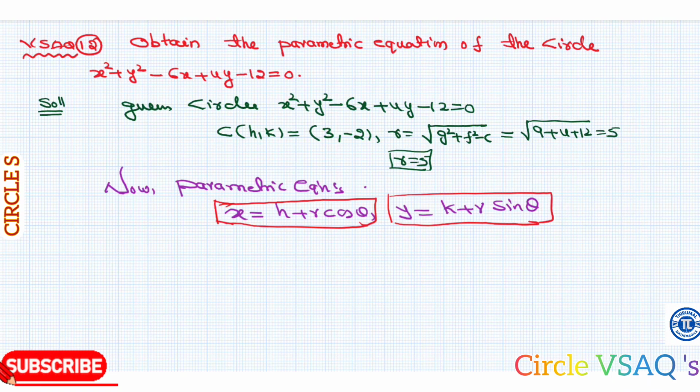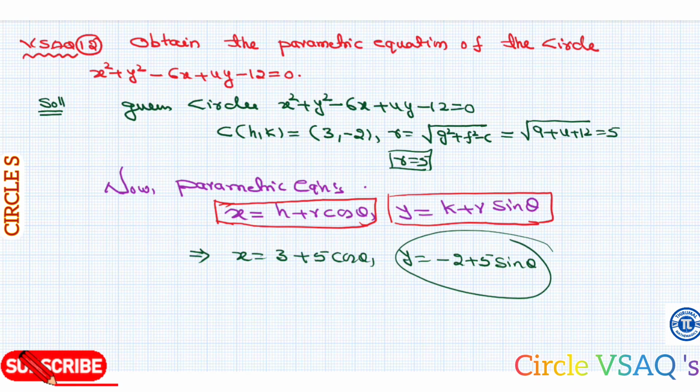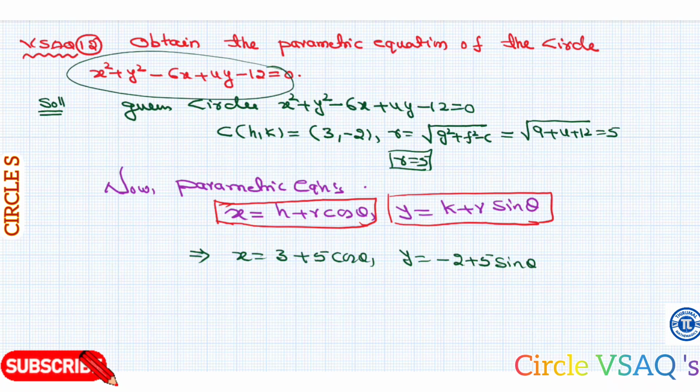Now write the parametric equations. We know that x = h + r cos θ, y = k + r sin θ. Now write the h, k and r values in the above. Then x = 3 + 5 cos θ and y = −2 + 5 sin θ. Both are the parametric equations of the given circle.